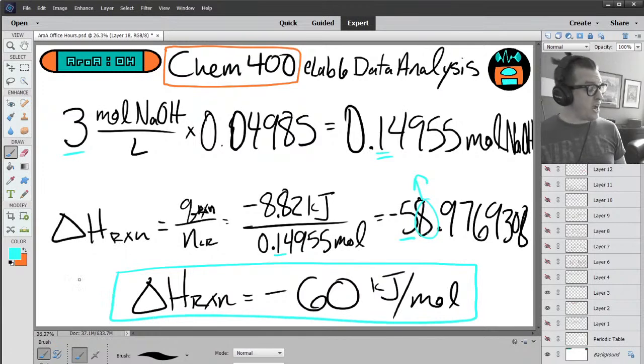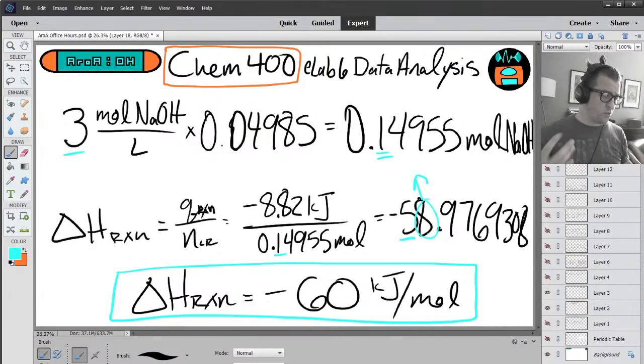And so we're out of time for this office hour. However, the data analysis for step number 2 is pretty much the same. The only difference is one of your reactants in step number 2 is a solid. So instead of having molarity and volume for both, I believe you're just given a mass. Again, if you want to see me work that out, I totally can in future office hours, but I've got to run for this one.